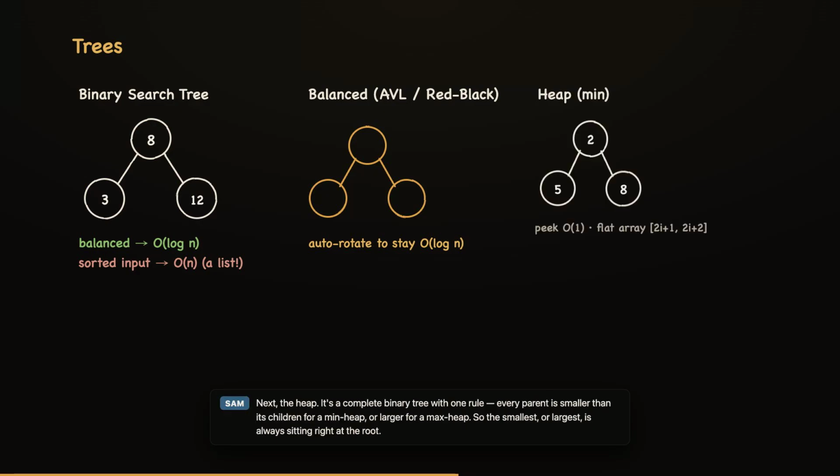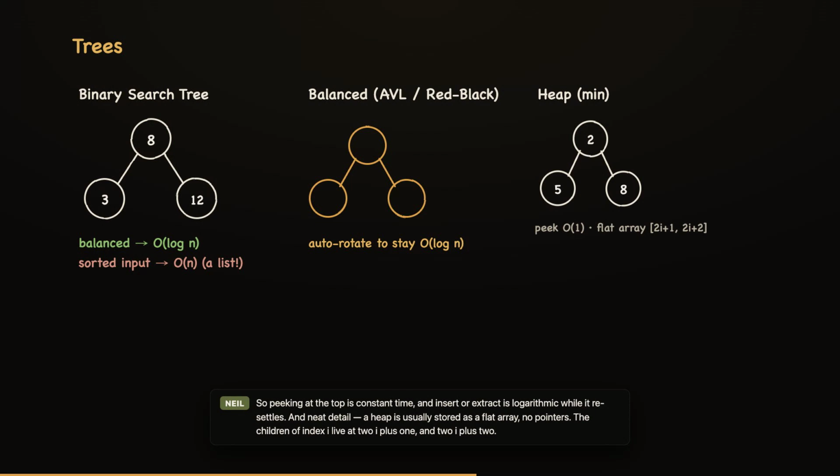Next, the heap. It's a complete binary tree with one rule. Every parent is smaller than its children for a min heap or larger for a max heap. So the smallest or largest is always sitting right at the root. So peeking at the top is constant time, and insert or extract is logarithmic while it resettles.